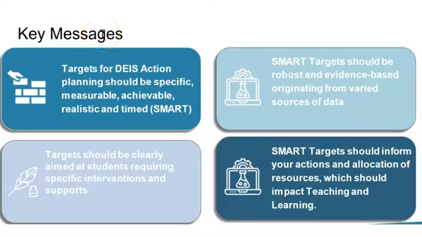Key messages. Targets for DEIS action planning should be specific, measurable, achievable, realistic, and timed. SMART. SMART targets should be robust and evidence-based, originating from varied sources of data. Targets should be clearly aimed at students requiring specific interventions and supports. SMART targets should inform your actions and allocation of resources, which should impact teaching and learning.